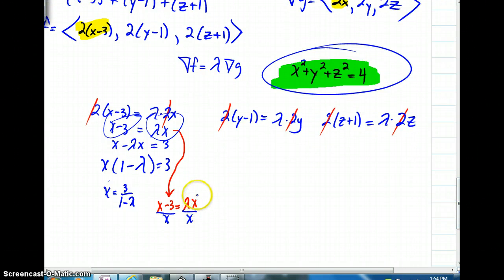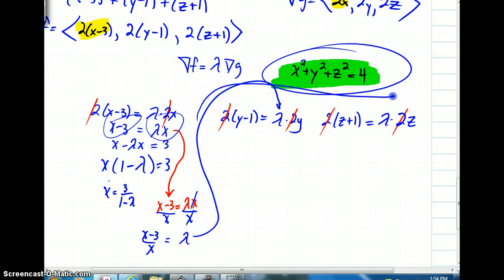So because we can, in fact, get a little bit of extra assistance here, we could say that lambda is just (x minus 3) all over x. That being said, we can use that to substitute lambda into our other equations. Look, y minus 1 is equal to lambda times y, but imagine that our lambda now is thought of as (x minus 3) all over x.